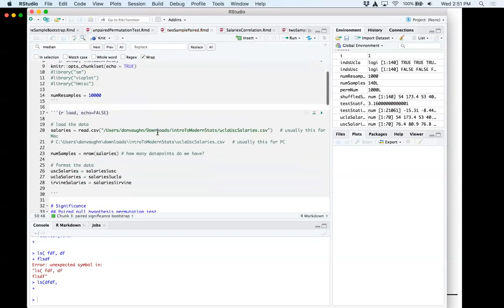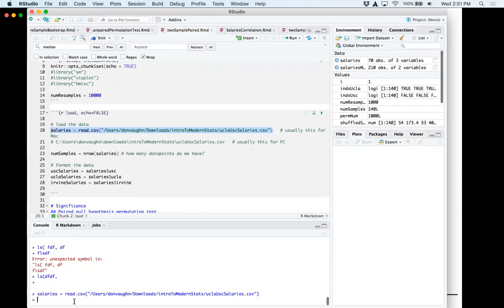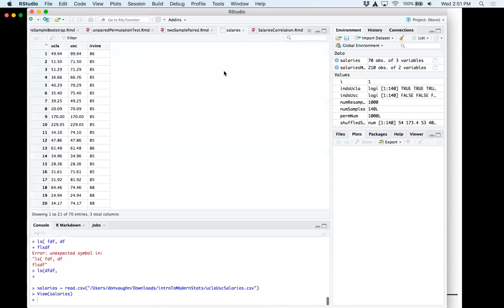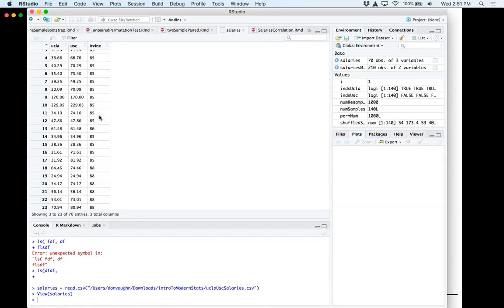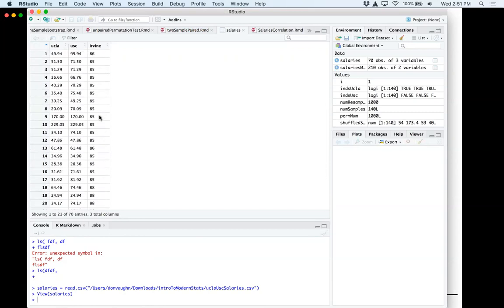So here's my data. Just read it in. I'm manually doing this, don't do this, so that I can look at the variable. If I look at salaries, I have UCLA, USC, and then I have Irvine. What do you notice about Irvine? The communists. They pay everybody the same amount. I wonder how that might affect the test that we're doing.